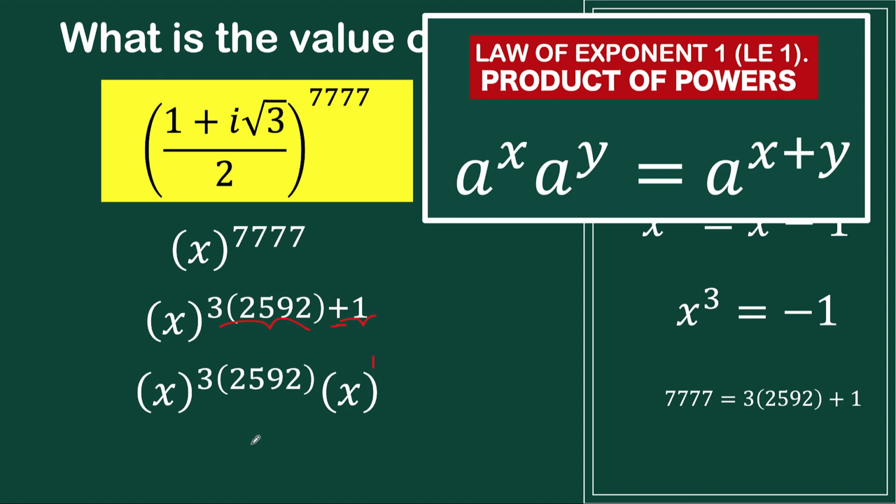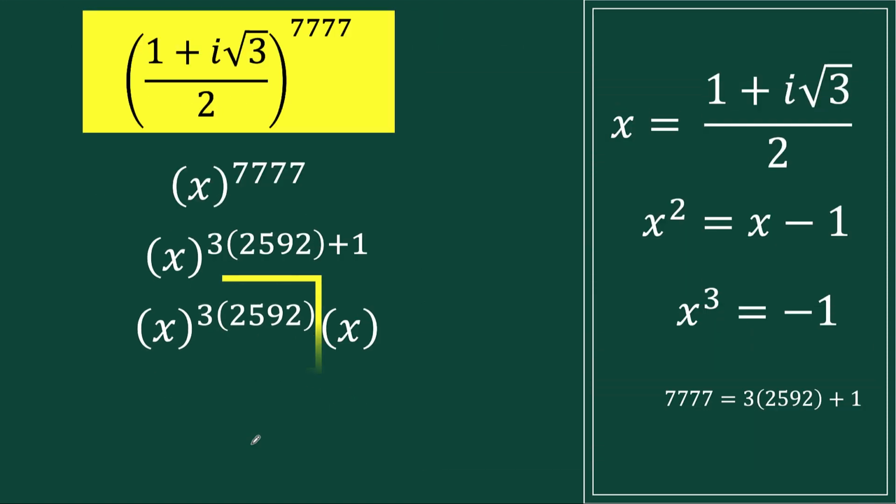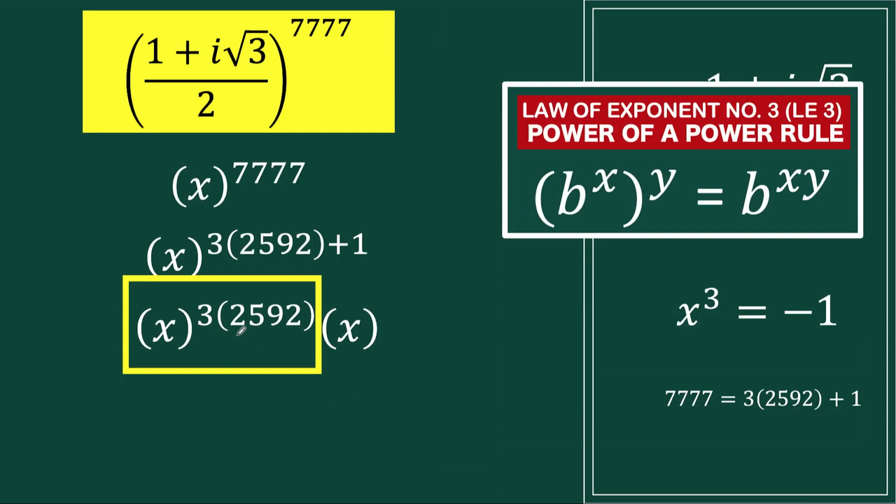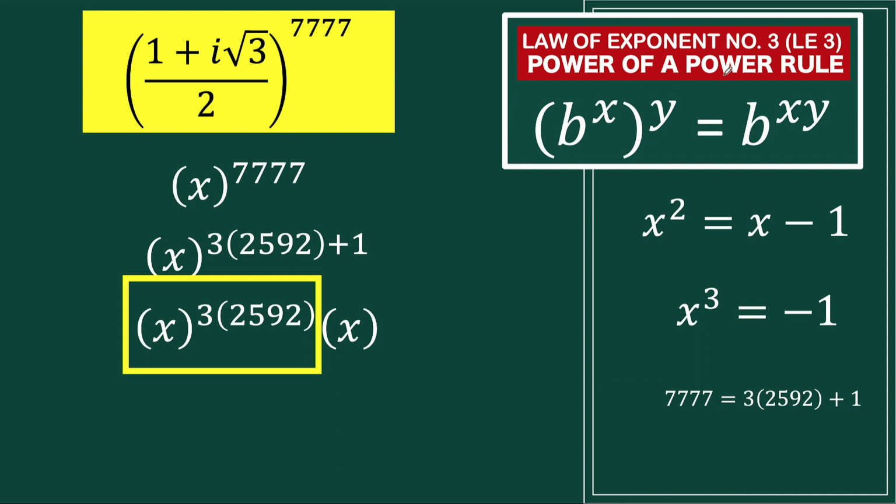Then let's recall one more property of exponents in order to deal with this part. That property is the power of a power rule. So we have here in the form the base raised to a product. The base raised to a product can be written as the base raised to one of the factors, all raised to the second factor. So we can now rewrite this as x cubed raised to 2,592. Just copy the other x.